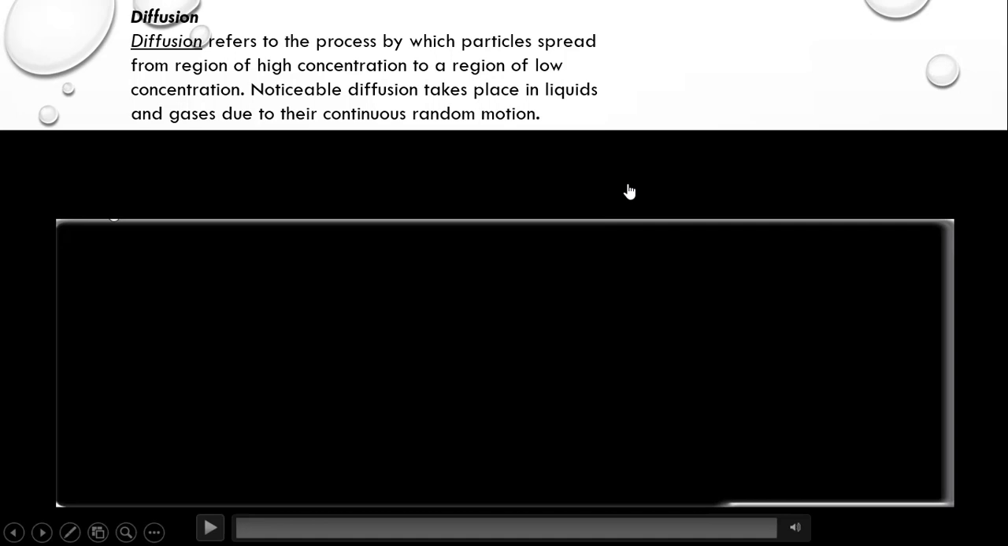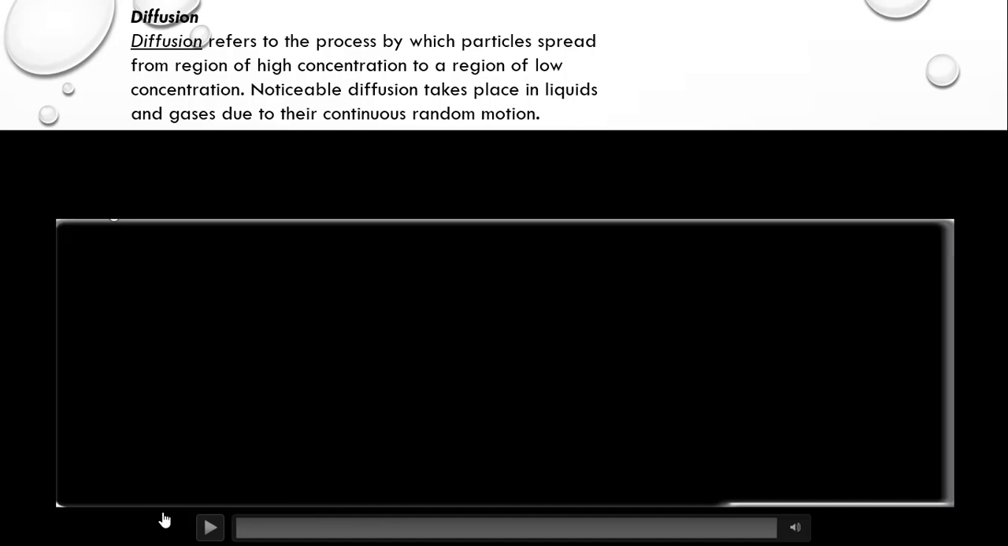Then now the next part, we want to look at something that we know, which is diffusion, and we want to discuss this diffusion. Under this diffusion, first of all, we want to look at what diffusion is. Diffusion is a process by which particles spread from a region of high concentration to a region of low concentration, and it's noticeable. Diffusion takes place in liquids and gases due to their continuous random motion.